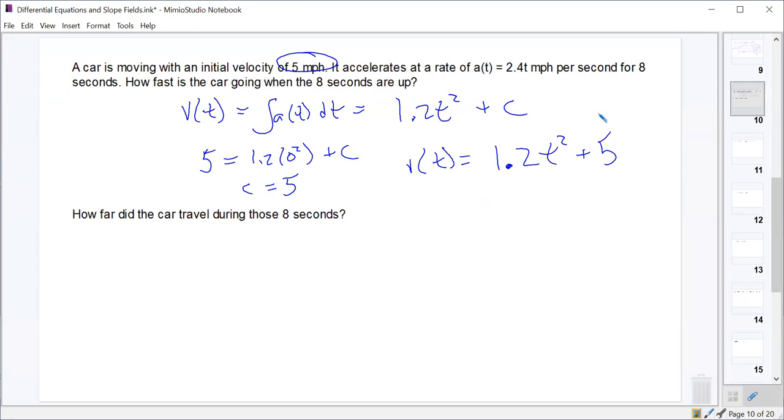Good or no? And what's the velocity? 81.8 miles per hour. 81.8 miles per hour. Yeah. Okay. That sounds good to me. Everybody good with that?